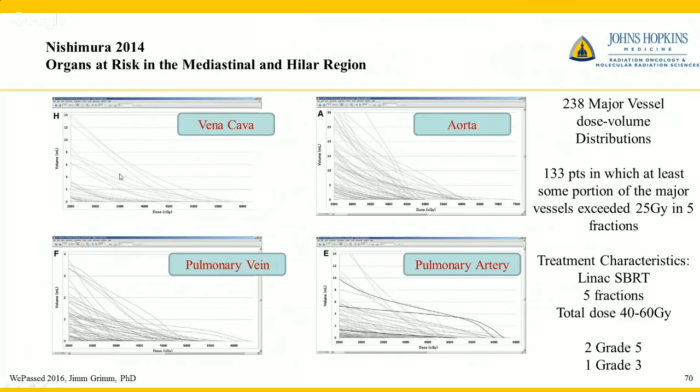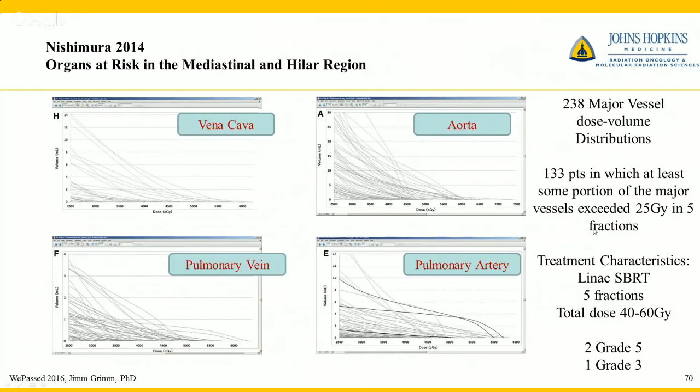And so this paper, Nishimura 2014, they actually graphed their entire DVHs, well, above 25 gray, and they denoted which of the 3 DVHs corresponded to the 3 complications. So it was 238 major vessel dose volume distributions from 133 patients that had at least some portion of the major vessels exceeding 25 gray in 5 fractions.